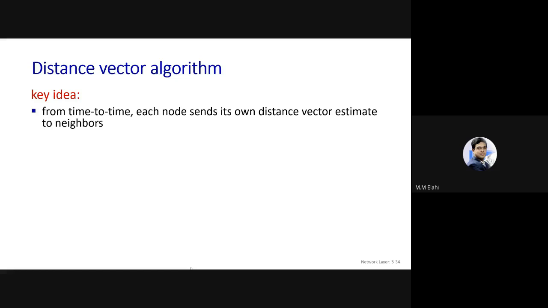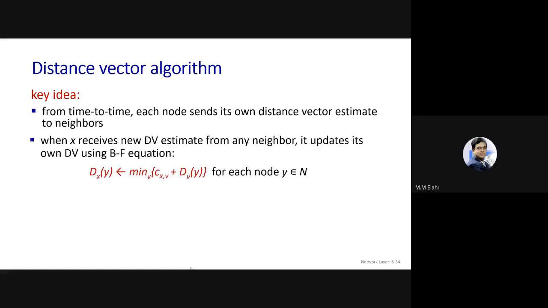So from time to time, each node sends its own distance vector estimate to neighbors. That means every node updates its table based on the information from neighbors. And if there is a new update, then it will also send the update to the neighbors. So it will continue until no node has a new update to send. So that is the procedure. And in this case, we will use a new equation. We call this the Bellman-Ford equation.